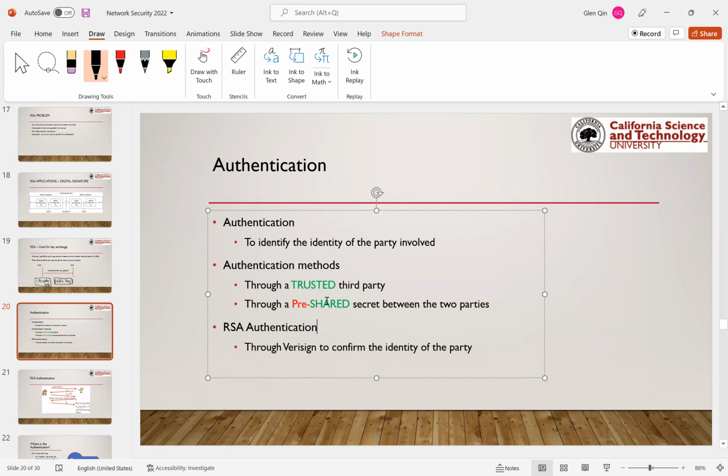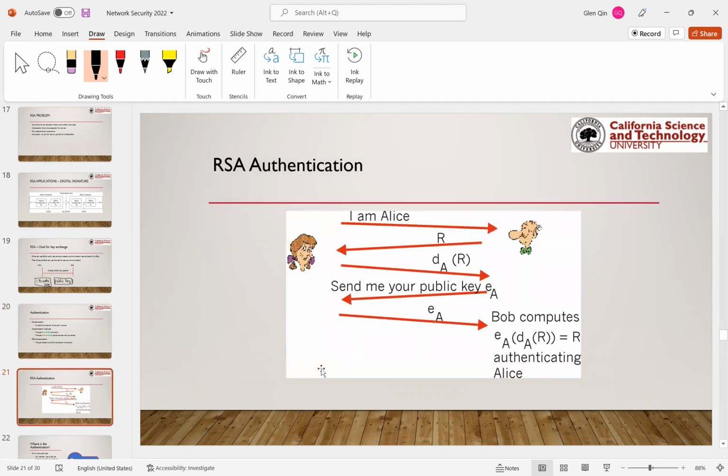What about the trusted third party? The trusted third party is called VeriSign. VeriSign will confirm the identity of the party. Then it's also fine, right? You have an authorized person. We trust VeriSign, so this uses a trusted third party. How does VeriSign work? This is how VeriSign works.